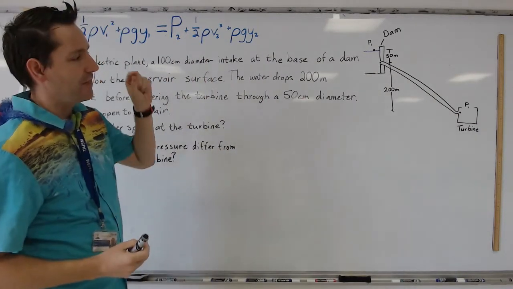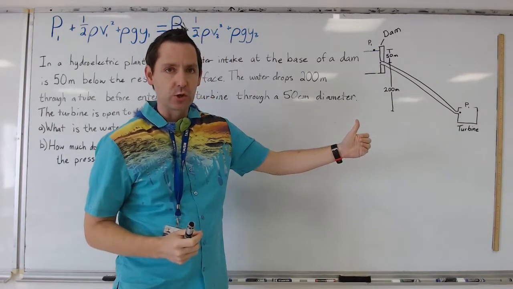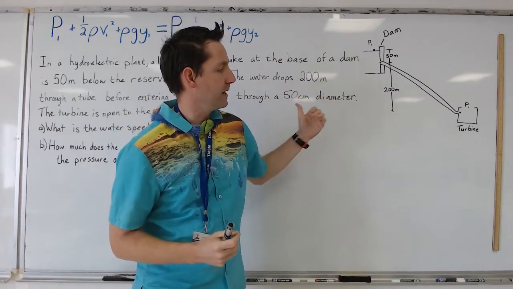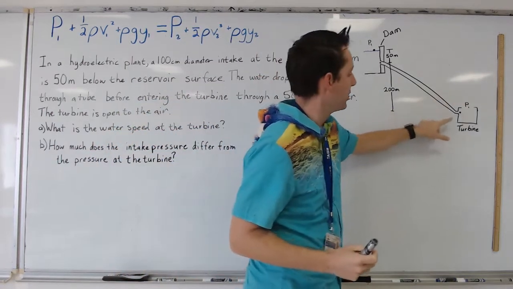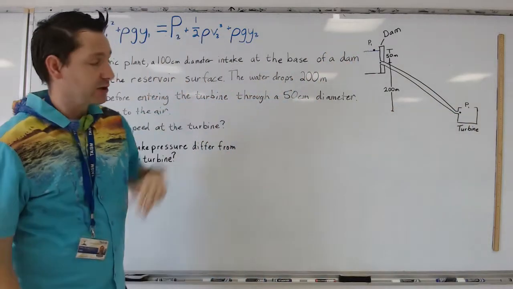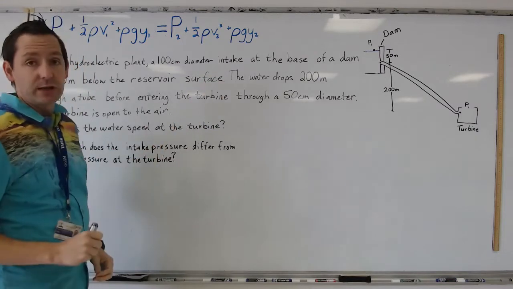Okay, so we're looking at the instant after it leaves the pipe. It still has whatever speed it has there, but the pressure is not going to be what the pressure is in the pipe. The pressure is going to be atmospheric because it's open to the outside. It's open to the air. All right, so those are the 3 points we're looking at.